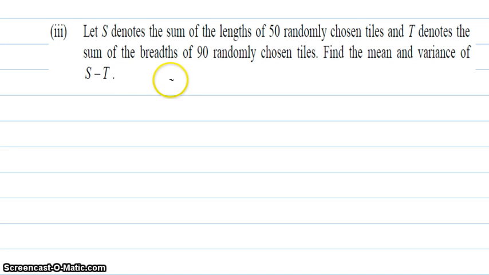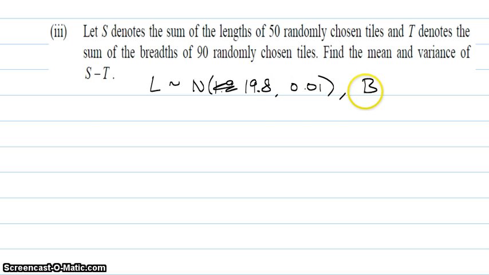So again, remember that the length is a normal distribution with mean 19.8 and variance 0.01, or 0.1 squared, and the breadth has 9.8, sorry, as its mean, and also 0.01 as its variance.